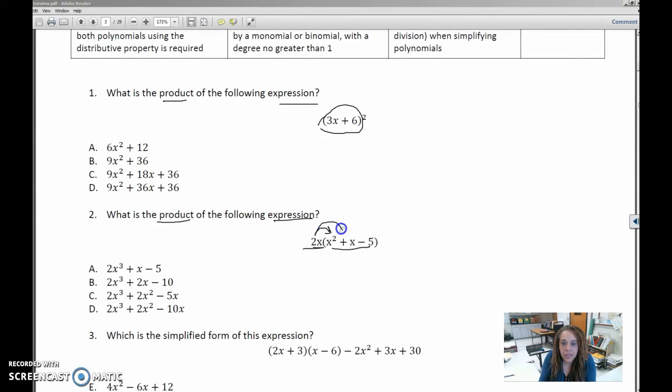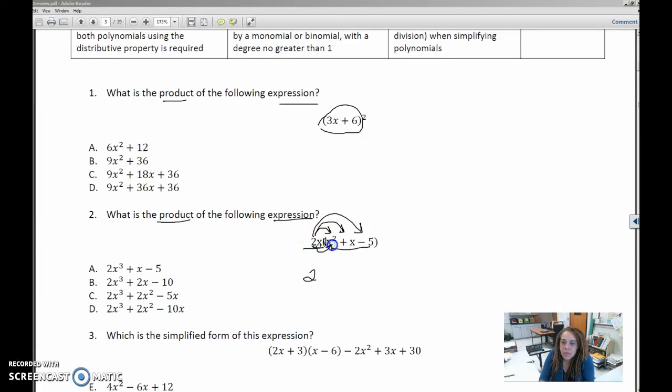So this 2x has to be distributed or multiplied by each term inside the parentheses. Here, we don't have to double do it with FOIL, first, outer, inner, last. Now we just have to do this one time. So we have 2x times x squared. Well, the coefficient 2, and I can pretend there's a 1 here. 2 times 1 is 2.